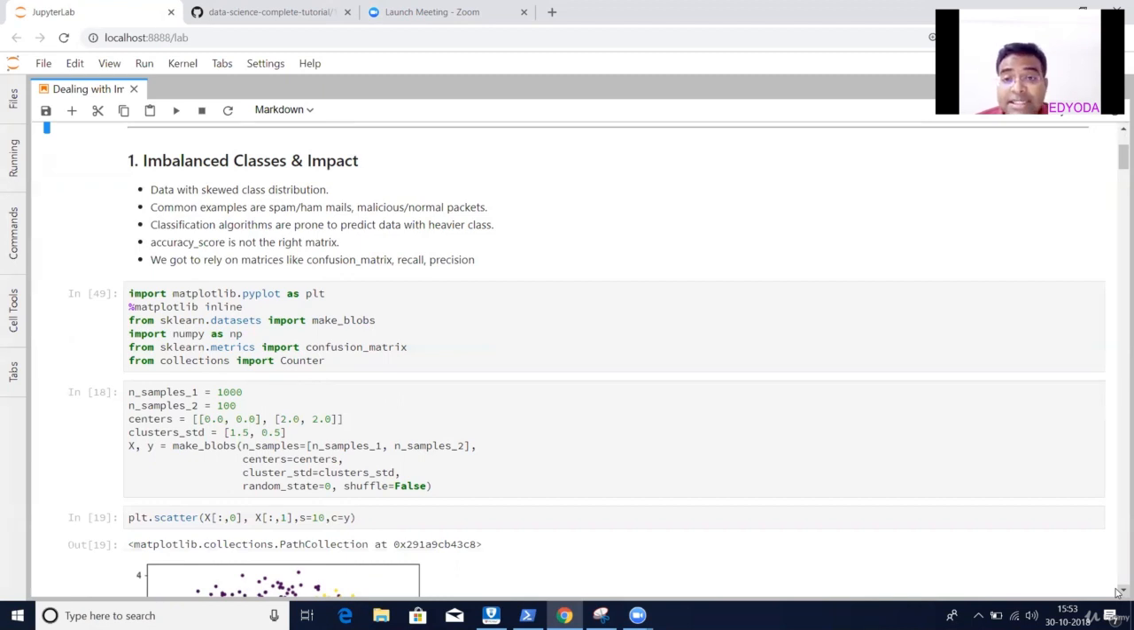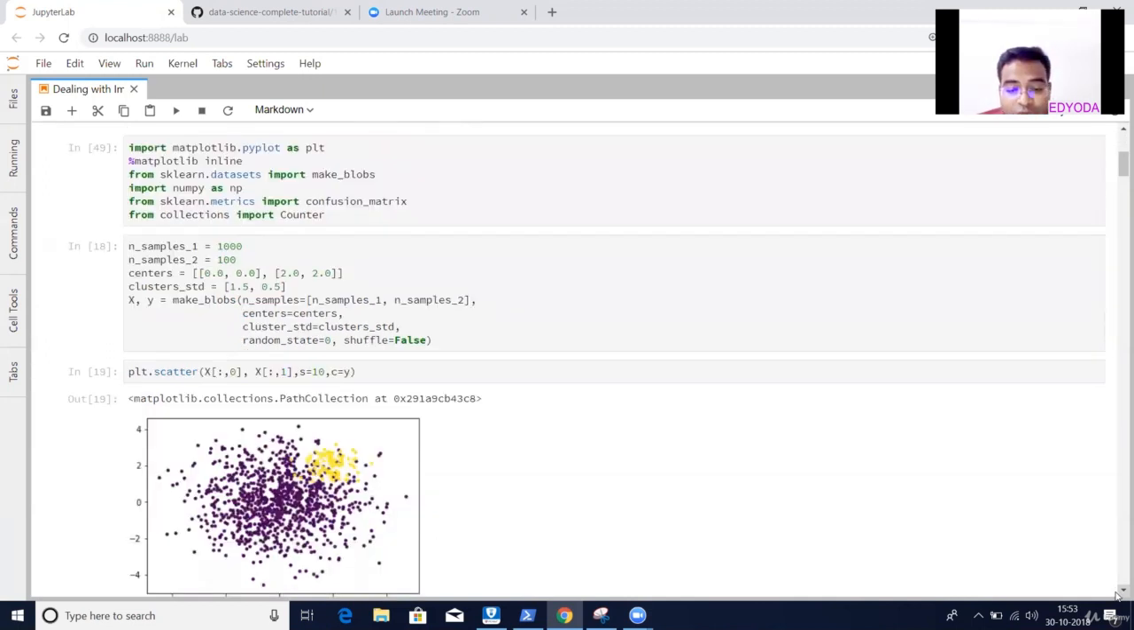And as far as metrics are concerned, accuracy score is not the right parameter to be used in the case of imbalanced classes. That's because it will tell you correct classifications divided by total classifications. So if you have 95% of data belonging to one class and it predicts all of the data as that bigger class, it will anyway have 95% accuracy. So that's not the right measure. You might have to use metrics like the confusion matrix, recall and precision. Okay, let's now generate the data and see how this works.